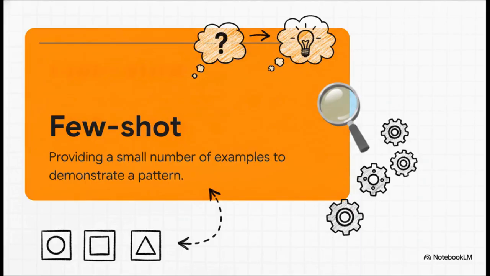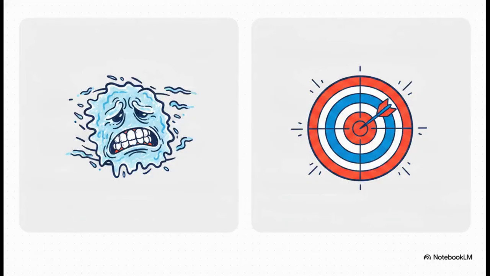Instead of going in cold, you're giving the AI a few crystal-clear examples so it can learn the pattern before it formulates its answer. Honestly, it's exactly like handing a new colleague 2 or 3 completed reports so they know exactly what formatting you expect before they go off and write their own. And guys, the difference in output quality here is just staggering.